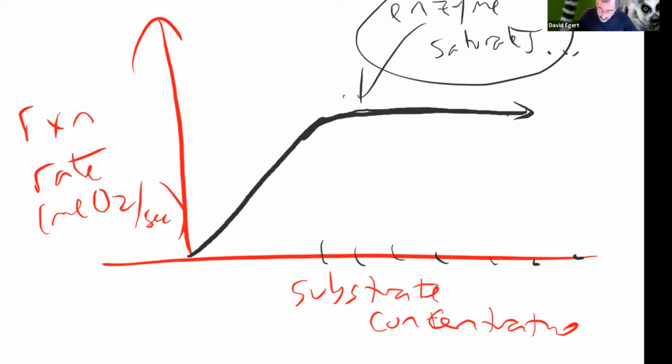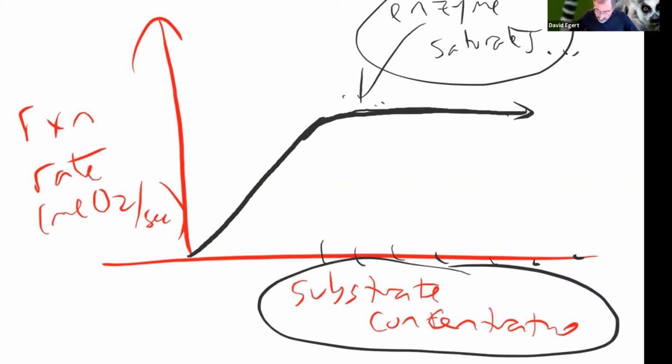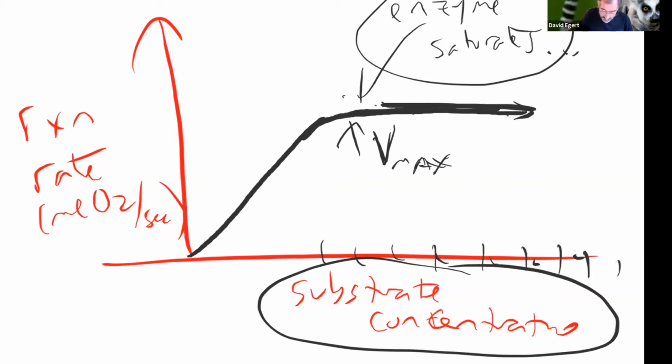At that point, when every enzyme is working as fast as it can, it doesn't matter how much more concentrated the substrate is, you're going to have some Vmax, some maximum rate that the enzymes can do when they're all working as fast as they can. And no matter how much more concentrated the substrate is, the reaction rate is not going to ever speed up anymore. It's just going to be stuck at that maximum reaction rate. So does that make sense?